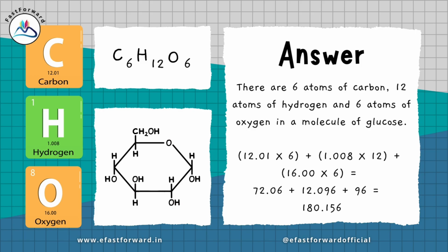Answer. There are 6 atoms of carbon, 12 atoms of hydrogen and 6 atoms of oxygen in a molecule of glucose. So the calculation is 12.01 multiplied by 6 plus 1.008 multiplied by 12 plus 16.00 multiplied by 6 equals 72.06 plus 12.096 plus 96, which totals 180.156.